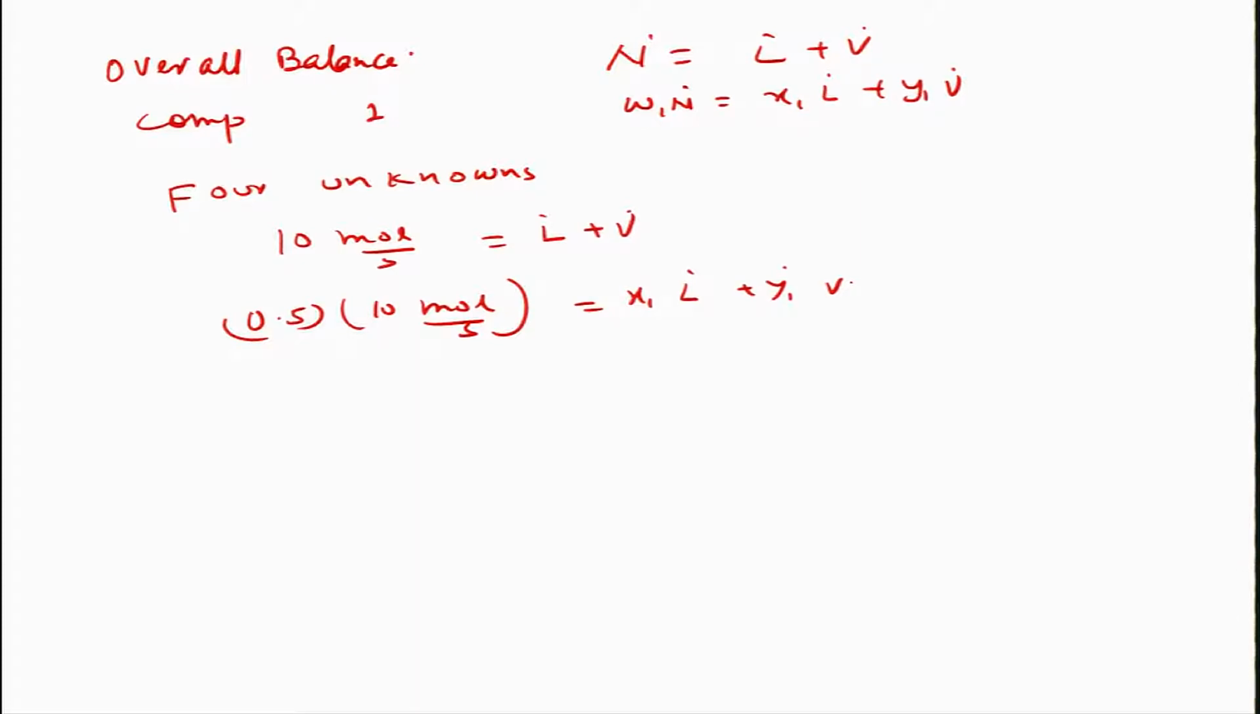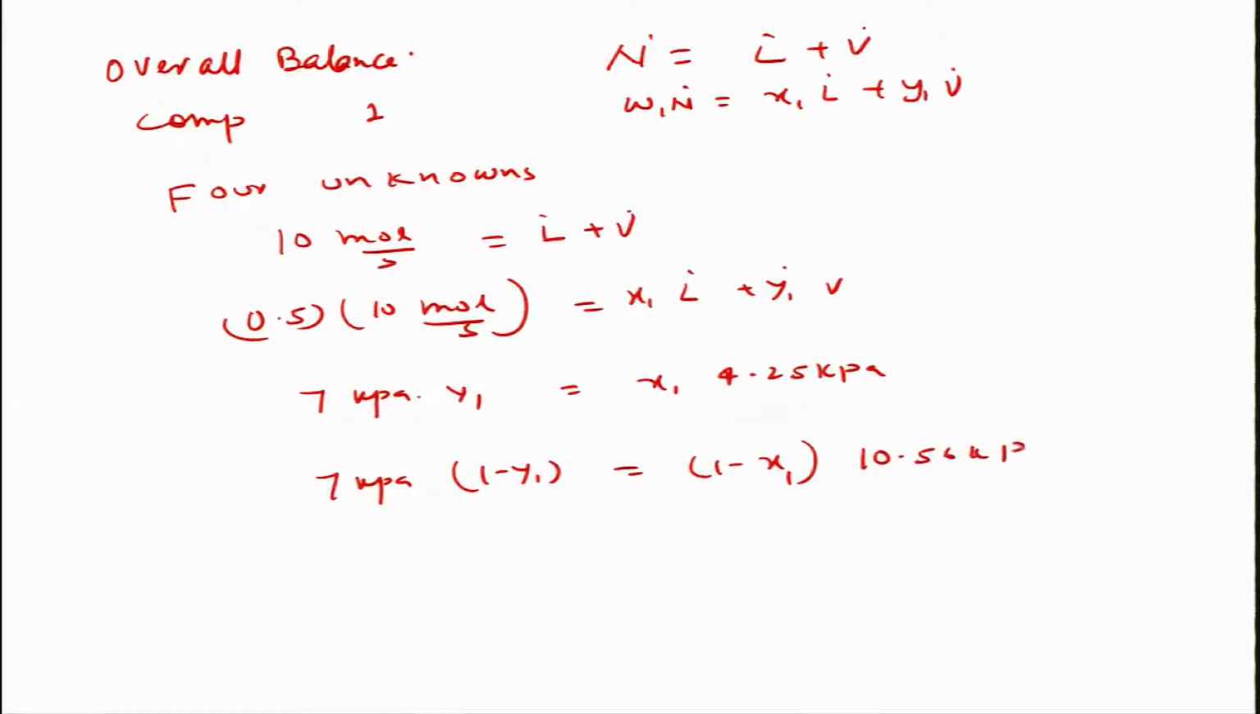Now, since it is a saturation, we are going to use the conditions of 7 kilopascal multiplied by y1 at the final exit. P into y1 is equal to x1 times the saturation pressure for the individual component. This is for component 1, and for component 2, 7 kilopascal times 1 minus y1. So, basically I am just writing down Raoult's law for component 1 and component 2, with 10.56 kilopascal. So, you have 1, 2, 3, 4 equations, 4 unknowns. So, you should be able to solve this.